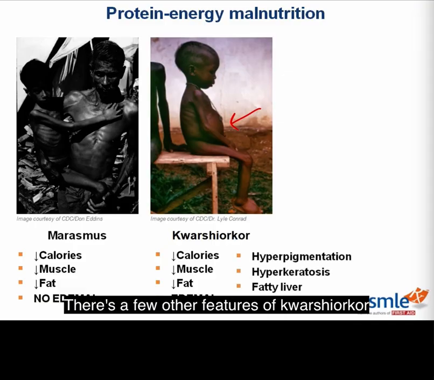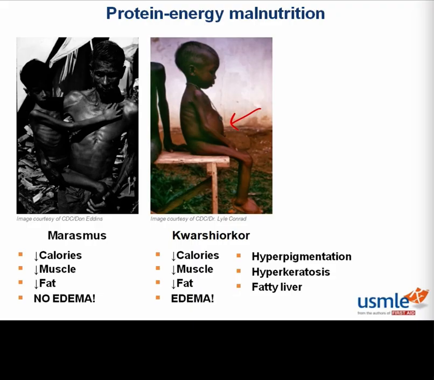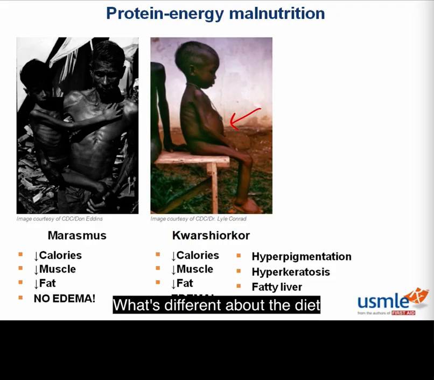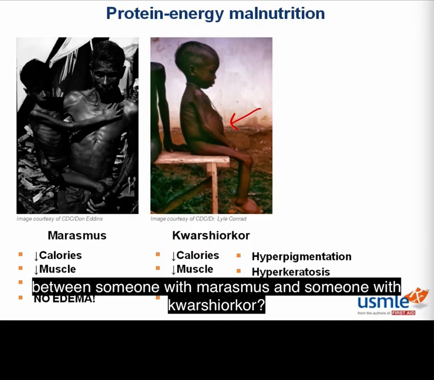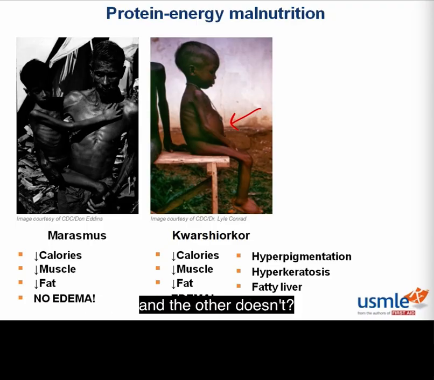There's a few other features of kwashiorkor you have to know, including skin lesions such as hyperpigmentation or hyperkeratosis, which is thickening of the keratin layer in the skin, and a fatty liver, and you don't see these in marasmus. So just remember, all the weird stuff is in kwashiorkor. Alright, now for the hard part. What's different about the diet between someone with marasmus and someone with kwashiorkor, and why does one type of diet result in edema and the other doesn't?